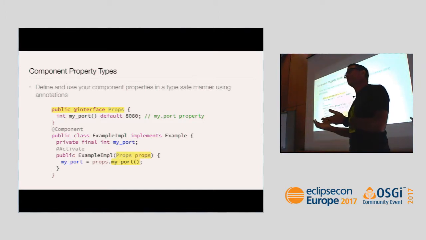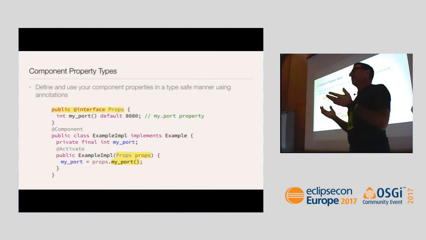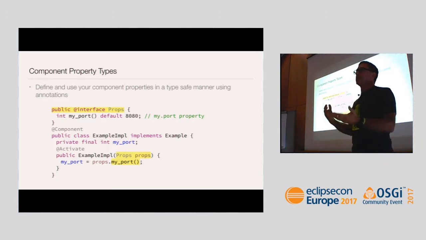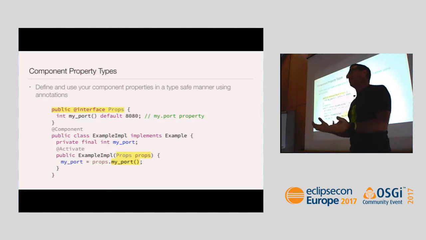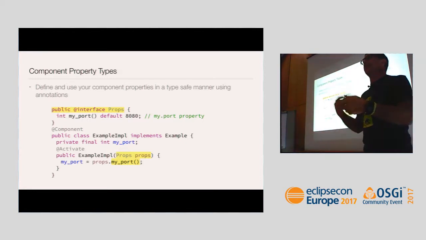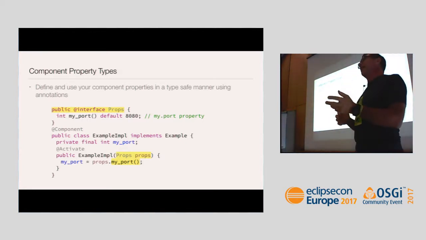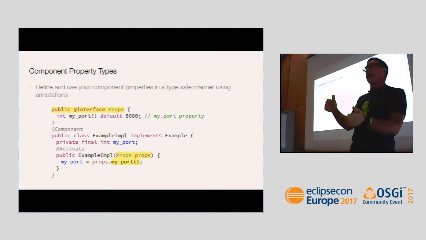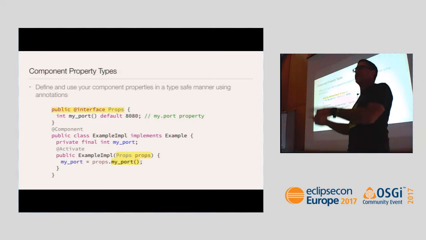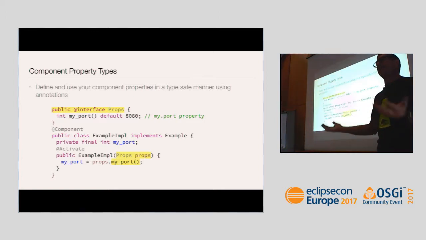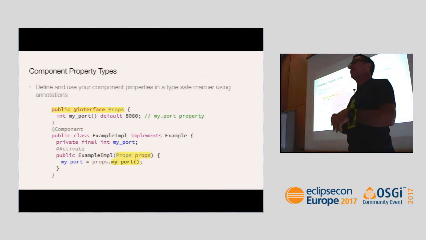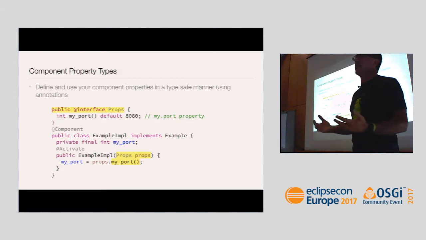So Declarative Services has always supported the ability for components to have properties, but normally the way you get them is through a map. So you have this map of string onto object, and you have to do all the digging around through the map and have to know a priori that the value of this property is an integer or a string and handle all that stuff. So that's not really type safe or convenient. That code's not fun to write and can be error prone.